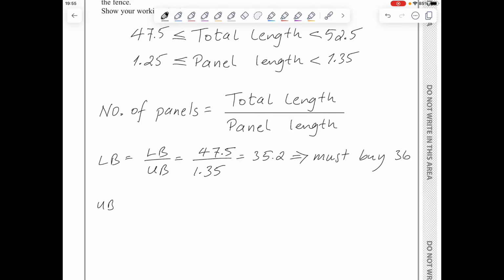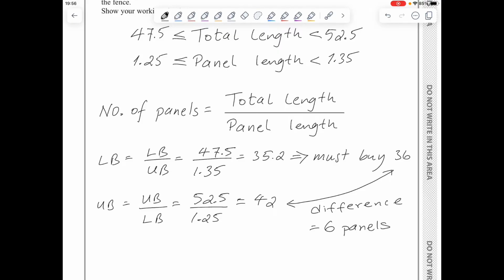The upper bound for the number of panels is equal to the upper bound of the total length divided by the lower bound for the panel length. This is equal to 52.5 over 1.25, and this comes out to be exactly 42 panels. Note that for these two there is a difference of 6 panels.